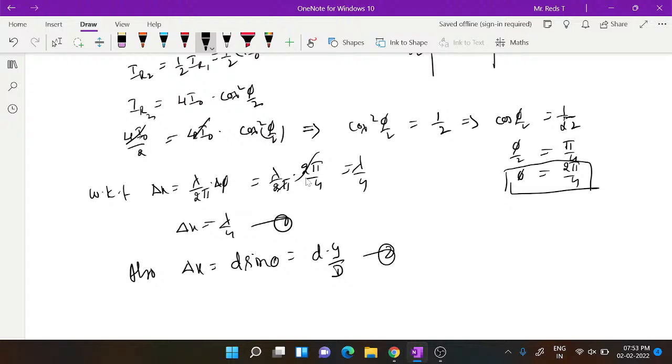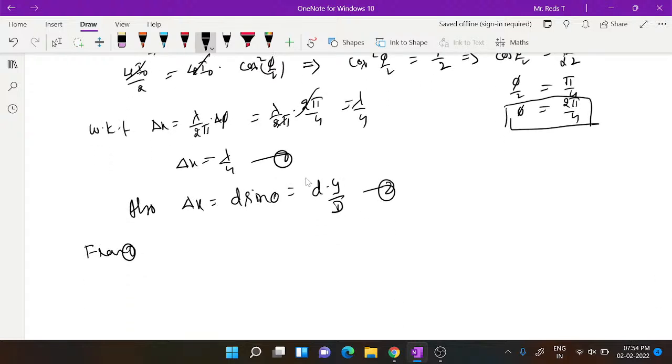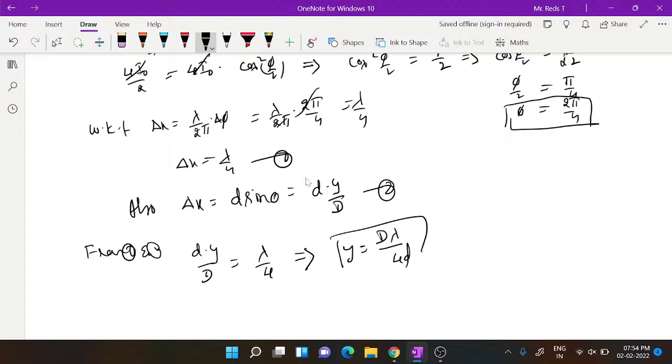Left hand sides are equal, so right hand sides should be equated. I am explaining step by step, but you have to do it quickly without doing all this. From 1 and 2, you can write d into y by D is equal to lambda by 4. So y is equal to D lambda by 4d.